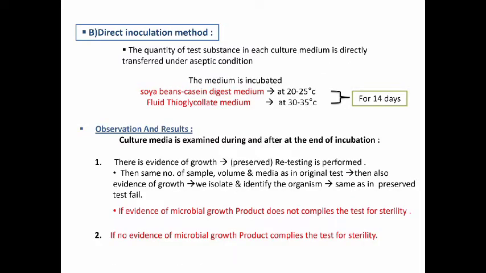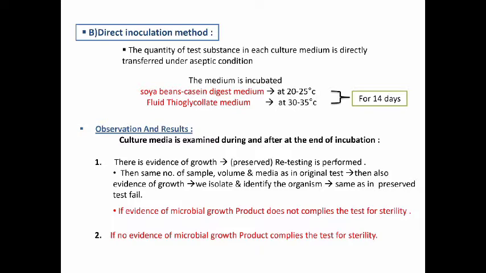Direct incubation method. The quantity of the test substance in each culture media is directly transferred under aseptic condition. The medium is incubated, soybean casein digestive medium at 20 to 25 degrees Celsius and fluid thioglycolate medium at 30 to 35 degrees Celsius for 14 days.